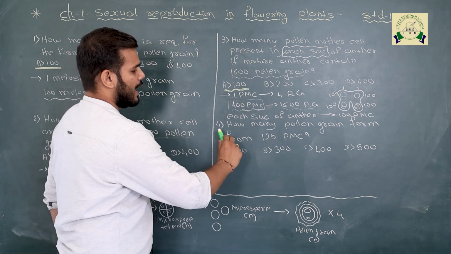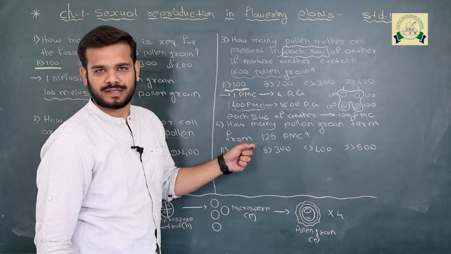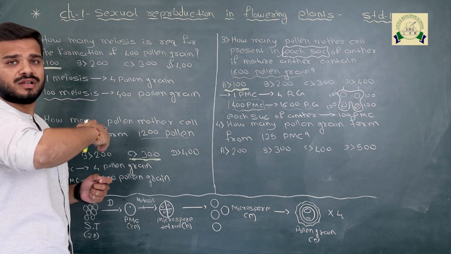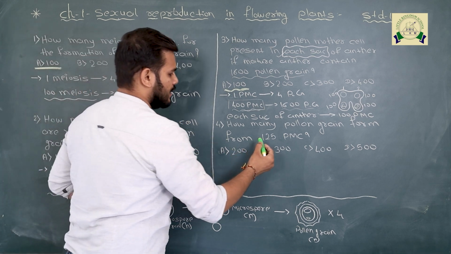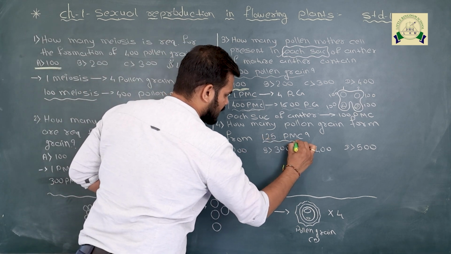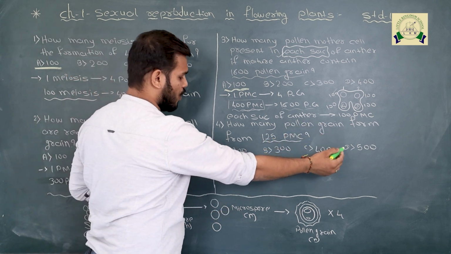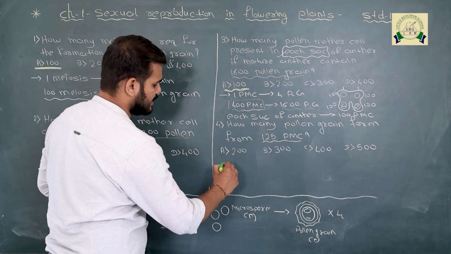Next, how many pollen grains form from 120 pollen mother cells? In this type of MCQ, we usually need to find the number of pollen mother cells or the number of meiosis. But in this case, the number of pollen mother cells is already given. We need to find out how many pollen grains are formed from 125 pollen mother cells. The core concept is again the same.